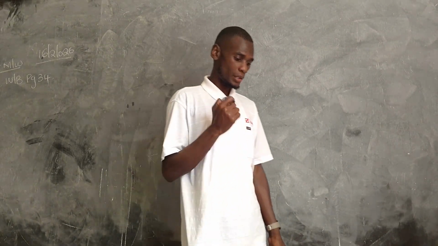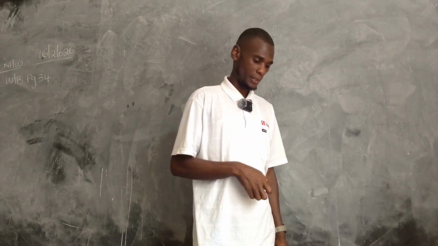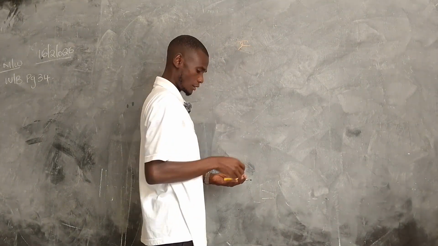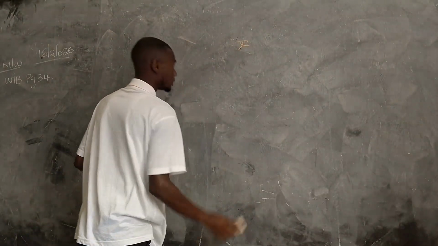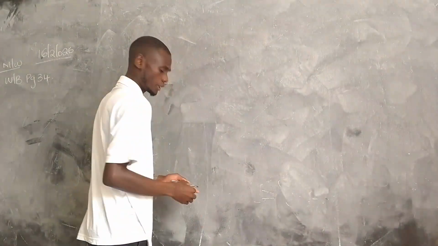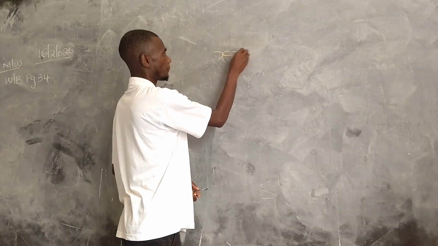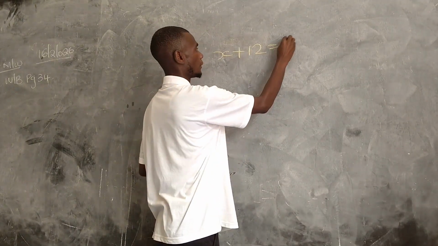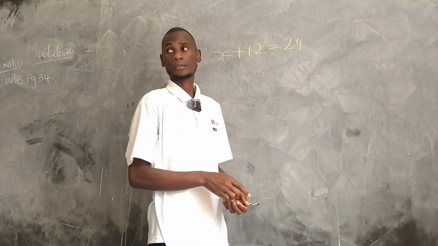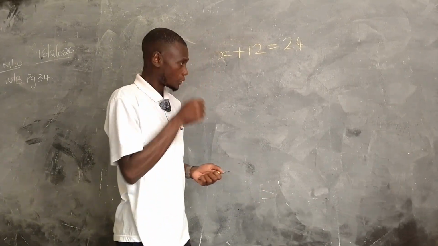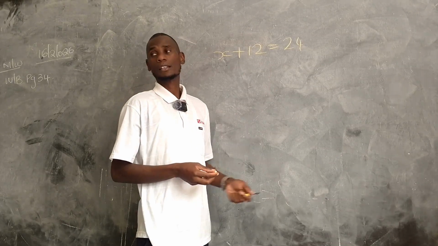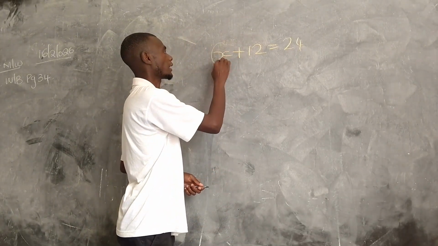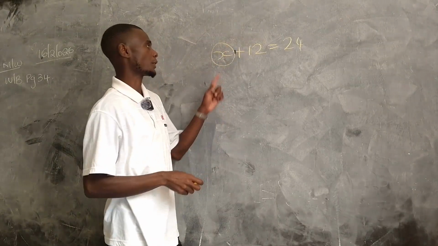unknown. Unknown is the letter that you have been given. For example, if you have a question like x plus 12 is equal to 24. So this is where you are told to solve. If you are told to solve, that means you have to get the value of the unknown. Unknown is this letter here. So you are asked to find this letter.